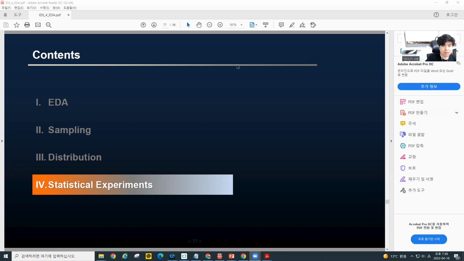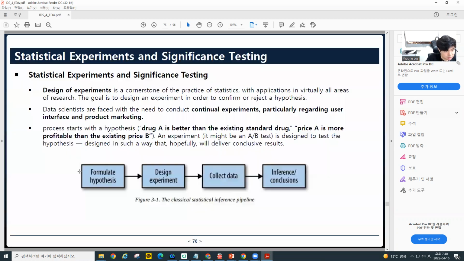Hello, everybody. Today, I'm going to have a class about statistical experiments. This first time, I will introduce the class in English, and then I will have one in Korean. So if you want to listen to the Korean version, you can skip the front and listen to the Korean version. Okay, so what we are going to do today is study statistical experiments and significance testing in the very basic version of it.